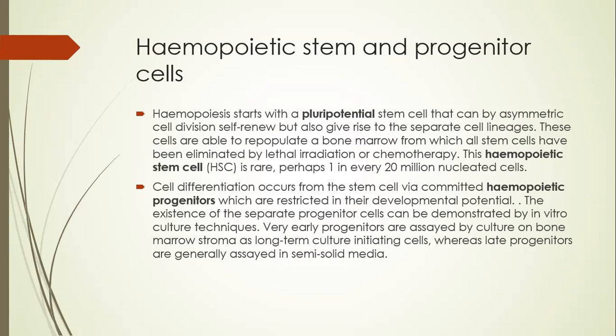via committed hematopoietic progenitor cells, which are restricted in their developmental potential. The existence of the separate progenitor cells can be demonstrated by in vitro culture techniques. Very early progenitors are assayed by the cultures on the bone marrow stroma, as long-term culture-initiating cells, whereas late progenitors are generally assayed in the semi-solid media.